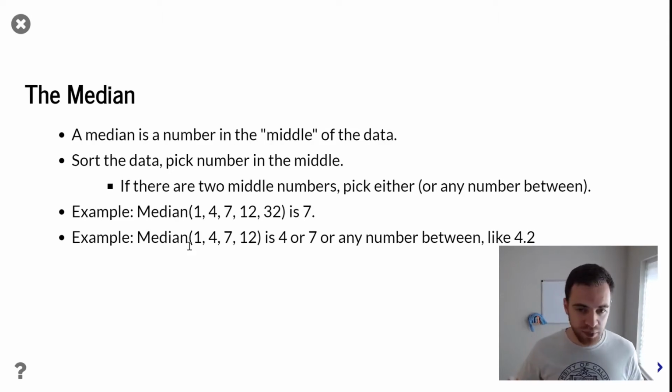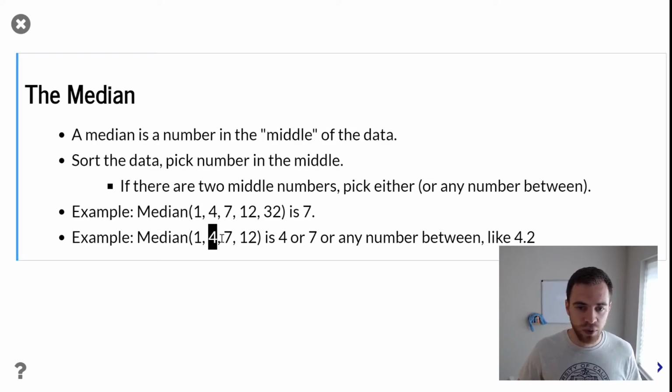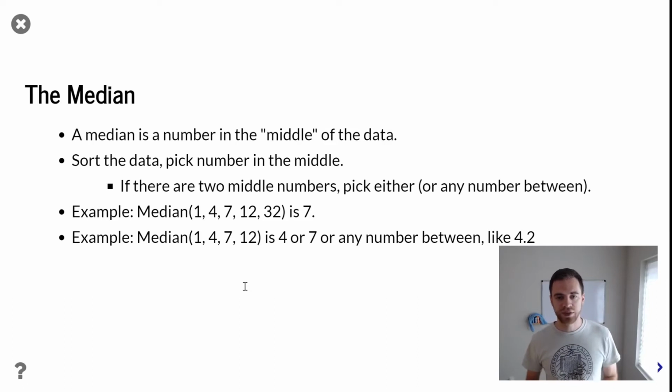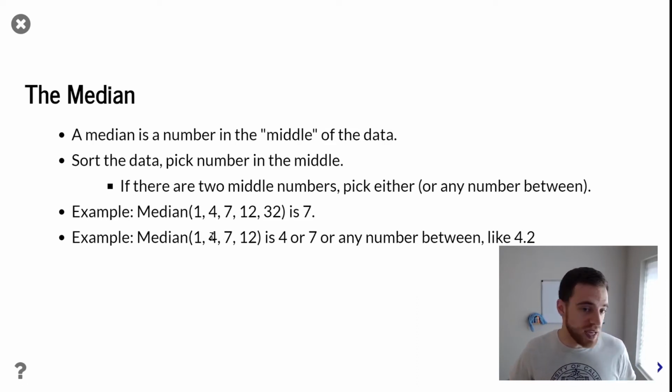If I have an even number of numbers, here I have 4 numbers, a median of this data set is any number which is 4 or 7 or between 4 and 7. So in this case, 4 is a median of this data set, 7 is a median, but so is 5. So is 5.13. It doesn't have to be a number in the middle.